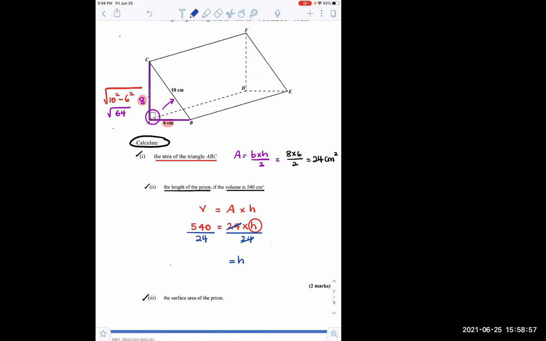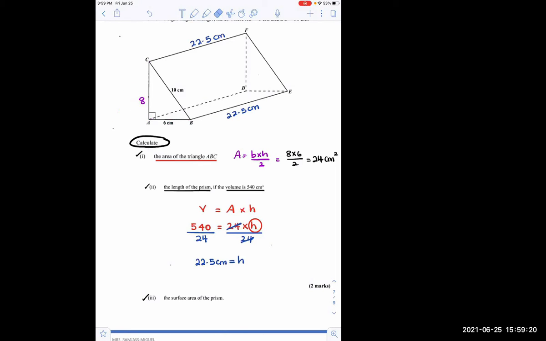Twenty-two point five. 22.5 centimeters. Can anybody confirm that it is 22.5? Yes, miss. Very good. We're going to total surface area. This is what we are most interested in. There we go. Let's go.